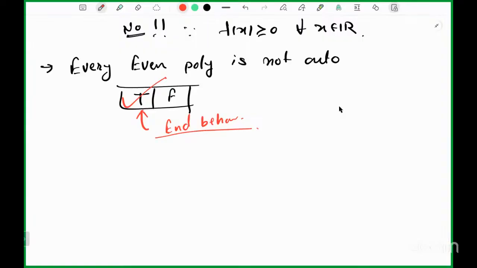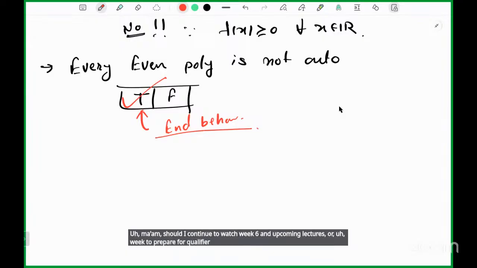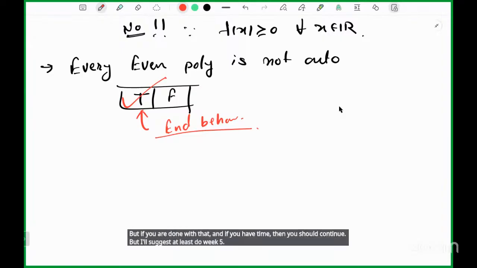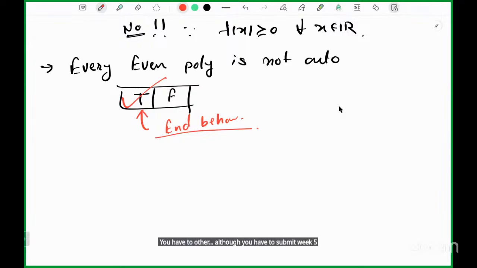Ma'am, should I continue to watch week 6 and upcoming lectures, or should we prepare only the syllabus of week 4 for the qualifier exam? The qualifier exam contains only the syllabus up to week 4. But if you are done with that and if you have time, then you should continue. I'll suggest at least do week 5. You have to submit the week 5 graded assignment, right? Ma'am, we have to submit the week 5 graded assignment as well. Yeah, you have to submit the week 5 graded assignment if you want to continue the course in this term.